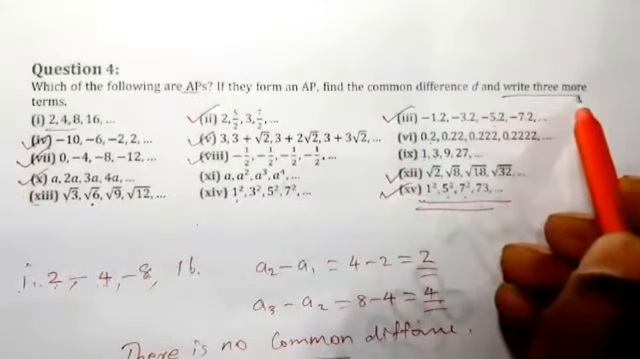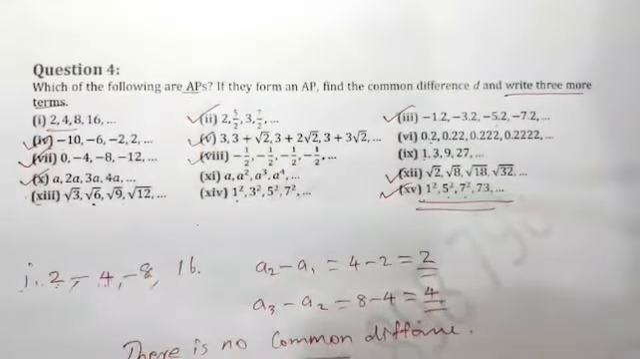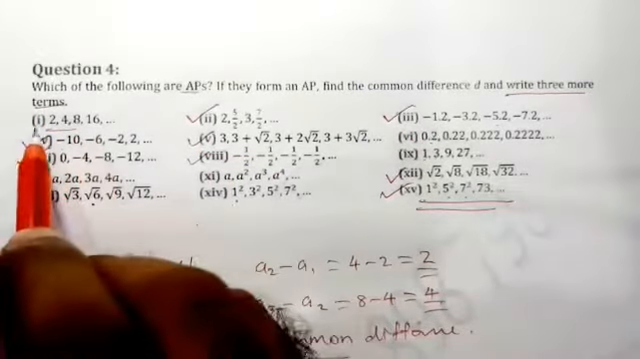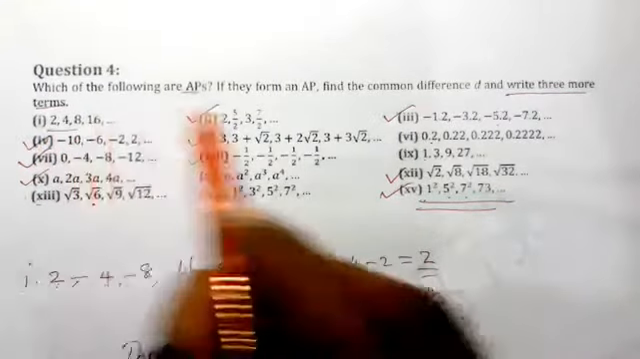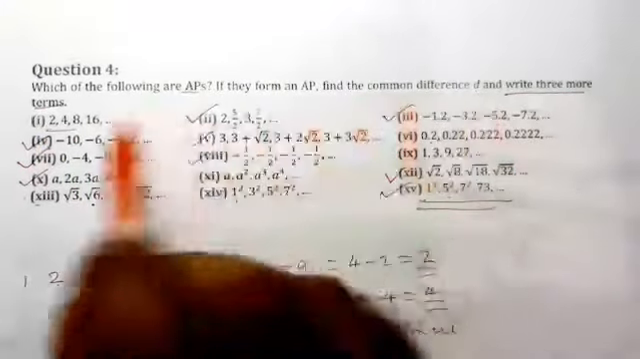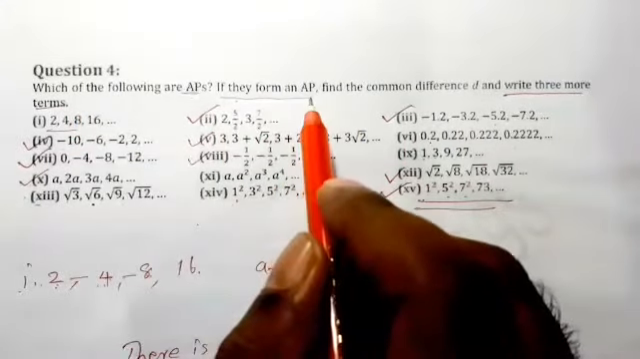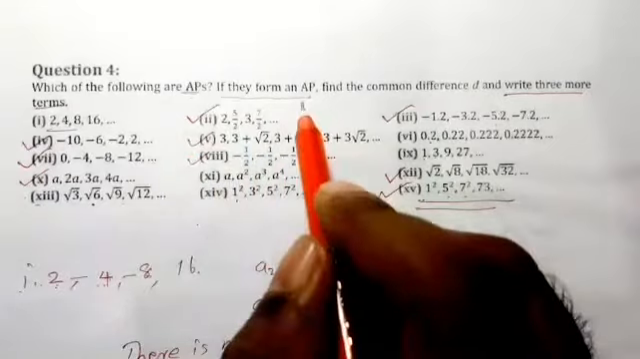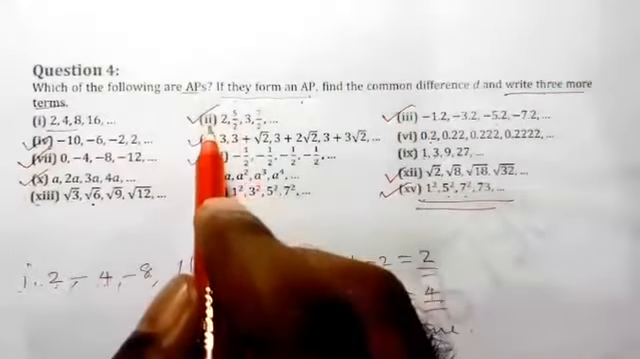Write 3 more terms. It is also given in the question, so it can be done very easily. Here 2, 4, 8, 16. This is not in AP. If it is in AP, we have to write 3 more terms, as the question says, which of the following form an AP. So the given sequence must be in AP, then only we write 3 more terms. So this is not in AP, but this one was in AP.